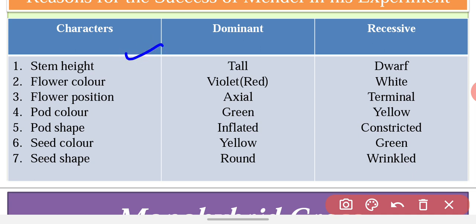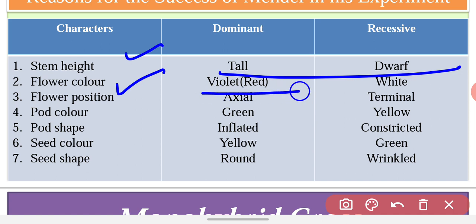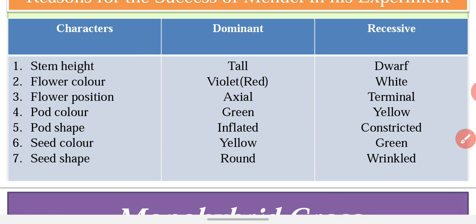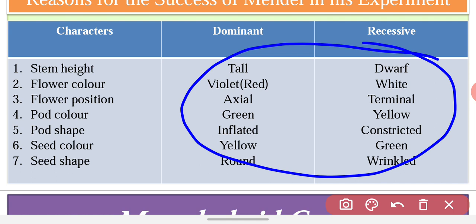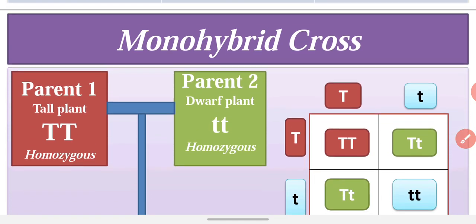First one is stem height. In this character there are two forms: tall and dwarf. Tall is the dominant character and dwarf is the recessive character. The second character is flower color: violet or red is the dominant character, and the second one is white. These seven types of characters are clearly seen in the pea plant.